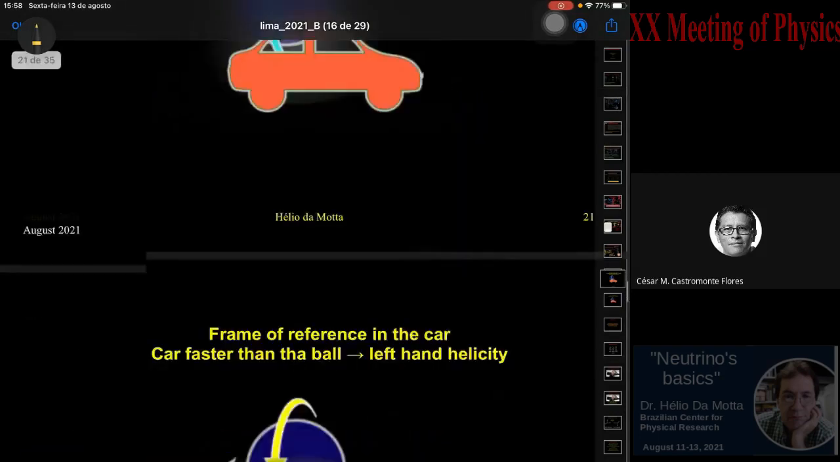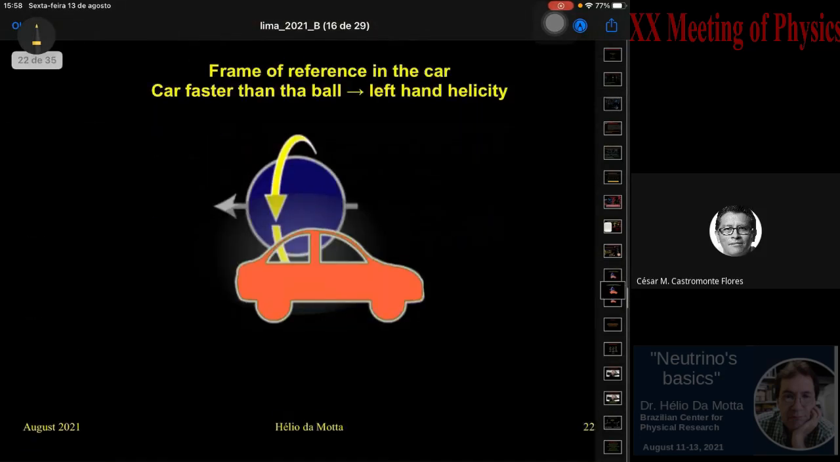And if the car is going faster, the car sees the ball going backward, going that way. In that case, if it's going backward, see, use your hand.